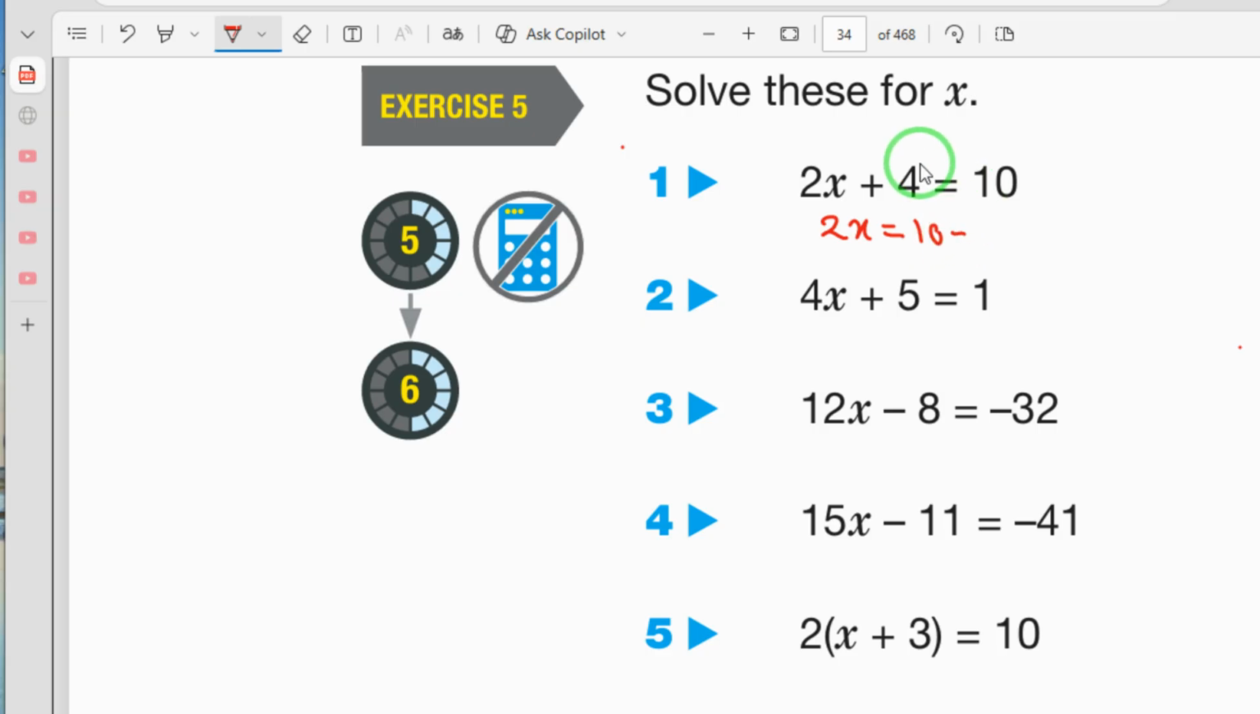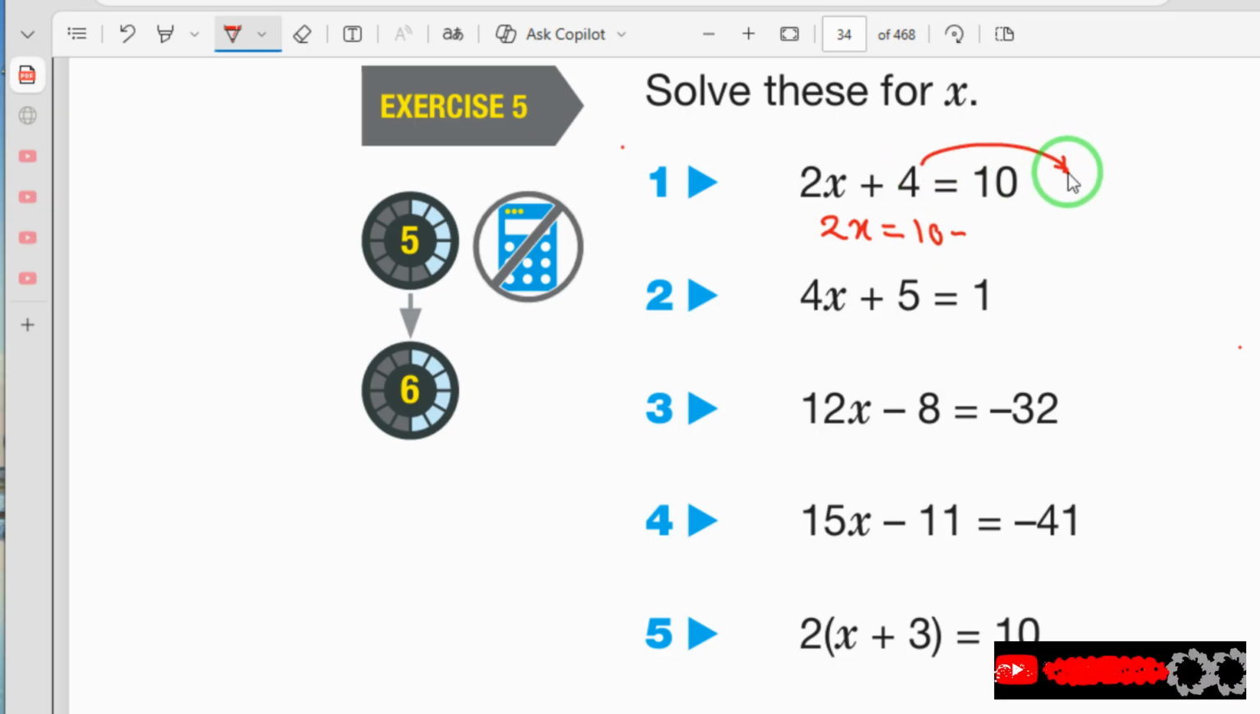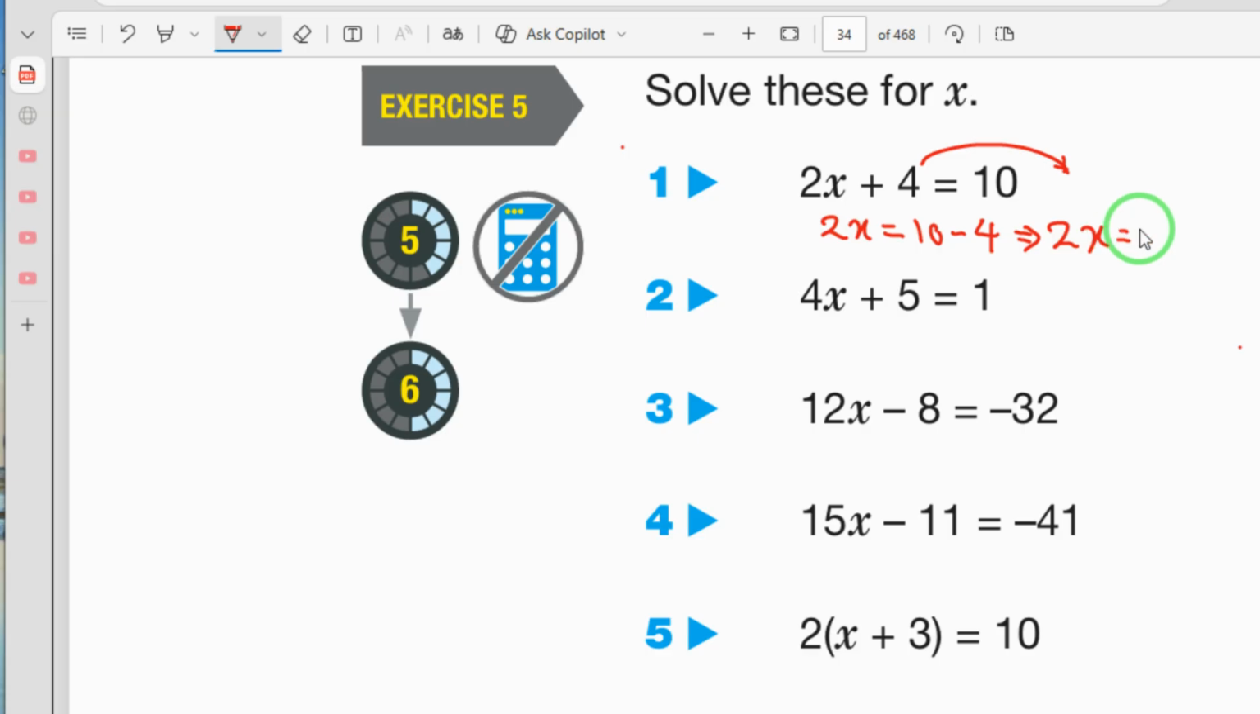And we bring 4 to the right side of the equation. It becomes negative, minus 4. Then 2x equal to 10 minus 4, which remains 6. We divide both sides of the equation by the coefficient of x. Here we have 2. Then we simplify 2 by 2 and only x remains, equal to 6 divided by 2. 1 times 2 is 2, 3 times 2 is 6. So x equal to 3. This is the value of x.